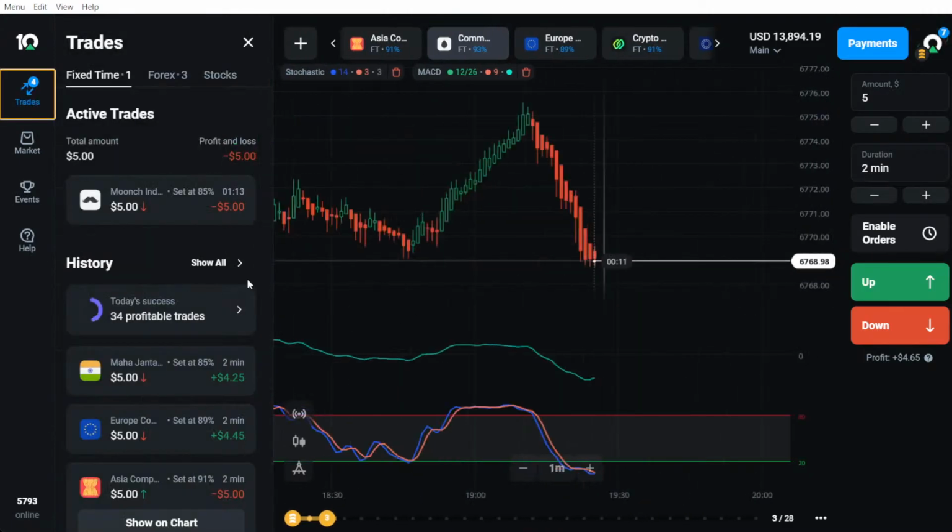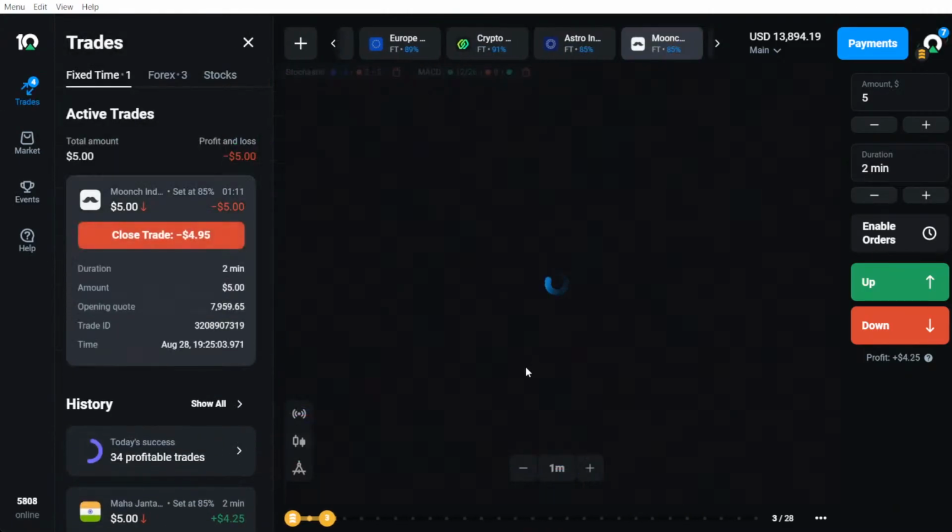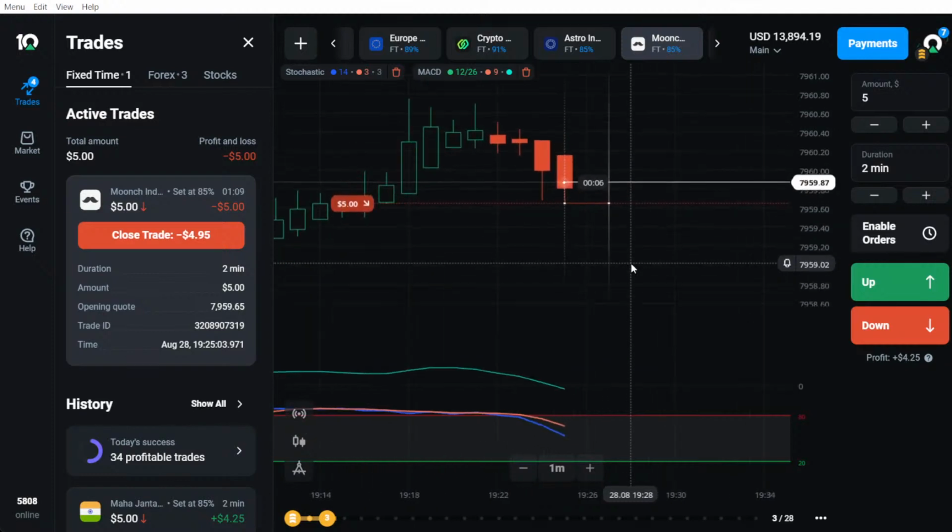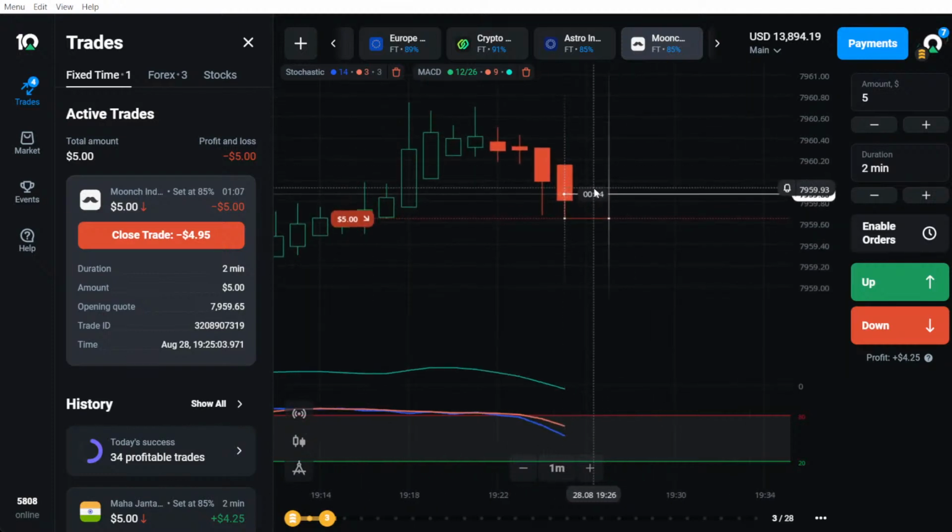So I have taken one more trade. It can take a couple of minutes. I believe that trade will go into the positive side because there are so many confirmations, but let's see how it goes.